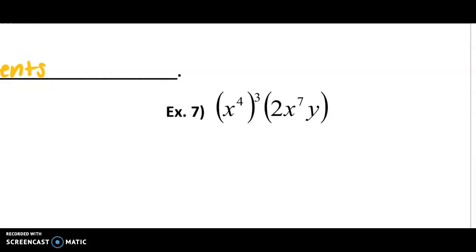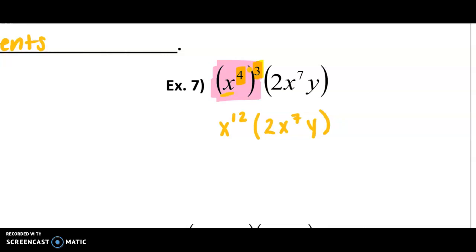Last example. First thing I want to do is simplify this entire power raised to another power before I do anything with this 2x to the 7th times y. I want to simplify what I have here first. So if you notice, I have a power raised to another power. Base stays the same, so it's going to be x to the 4 times 3, multiply the exponent, so that's x to the 12th, times 2x to the 7th y.